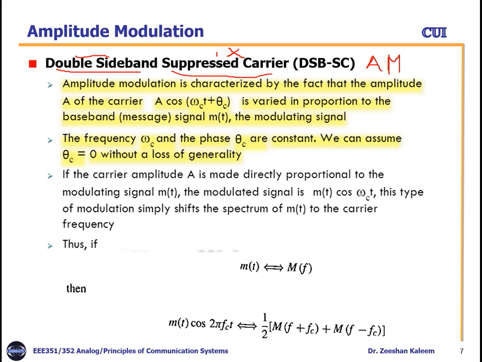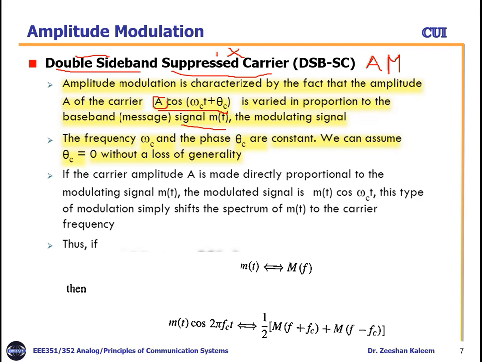So amplitude modulation is characterized by the fact that the amplitude A of the carrier signal, for example A cos(omega_c t + theta_c), is varied in proportion to the baseband signal. So if you want to transmit the message signal m(t) over some distance, this is the carrier signal A cos(omega_c t + theta_c). Whenever you transmit this message signal, you will change the amplitude of the carrier. So that is why it is called amplitude modulation.